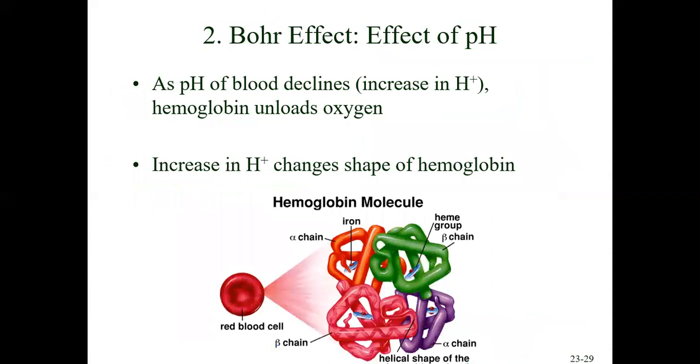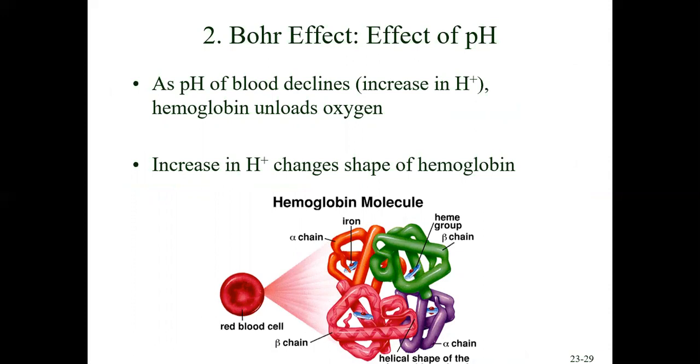Number 2 is something called the Bohr effect. This is really the effect of pH. It turns out that as the pH of the blood starts going down, it becomes more acidic, which is basically an increase in the hydrogen ion concentration. Then that naturally causes hemoglobin to start unloading, or unbinding, the oxygen.